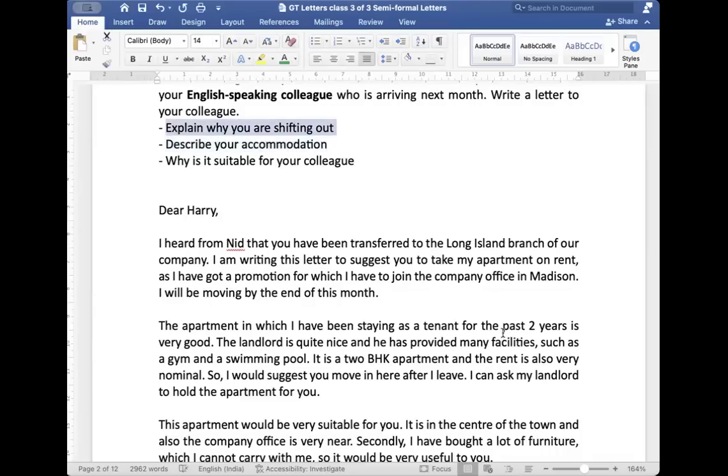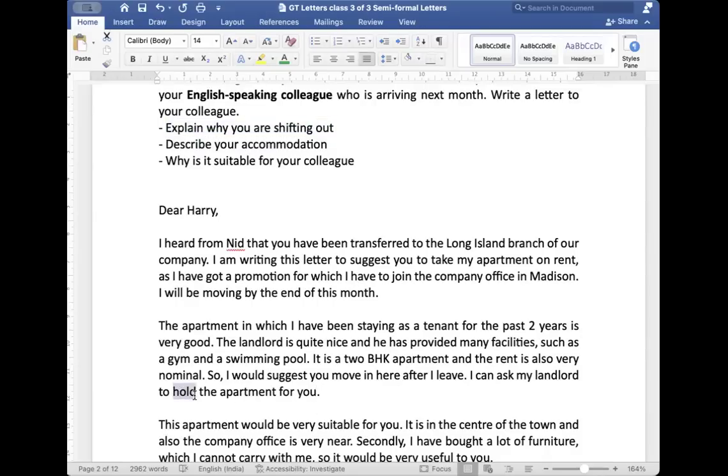Now describe the apartment in which I have been staying as a tenant for the past 2 years is very good. The landlord is quite nice and has provided many facilities such as a gym and a swimming pool. It is a 2 BHK apartment and the rent is also very nominal. So I would suggest you move in here after I leave. I can ask my landlord to hold the apartment for you, to keep the apartment on hold for you.